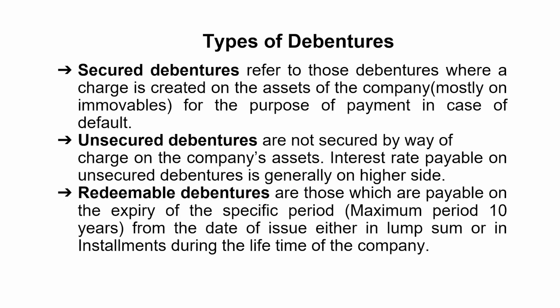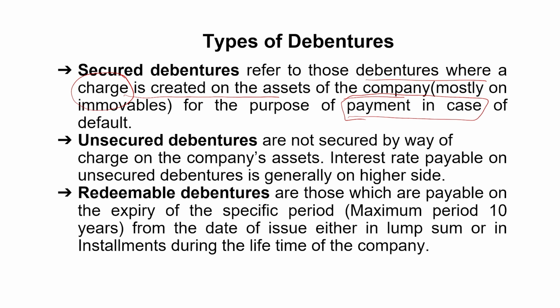And there are various types of debentures here. One is secured debenture, and this type of debenture basically enjoys the feature of debentures where a charge is created on the assets of the company. Mostly immovable properties are charged for the purpose of payment in case of default. Charge is a term used only for debentures or loans, and charge is basically a security that ensures that payment should be made by the company on a specific date.